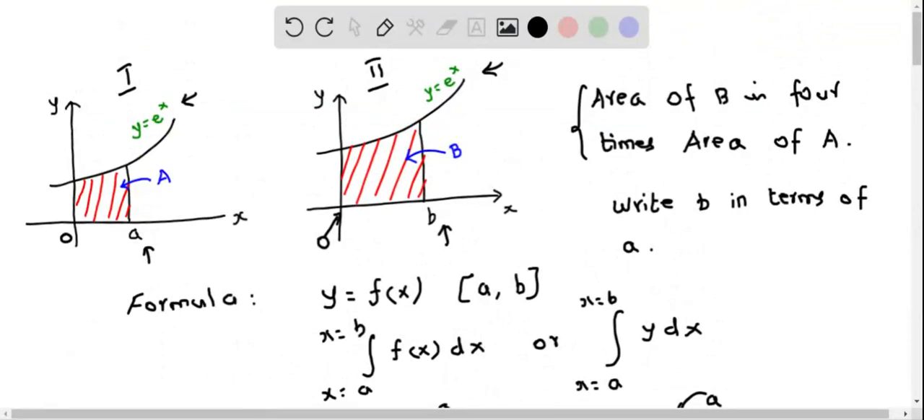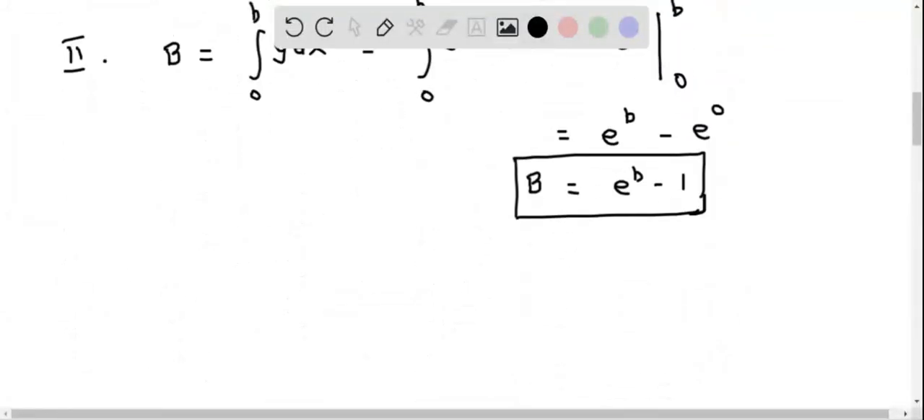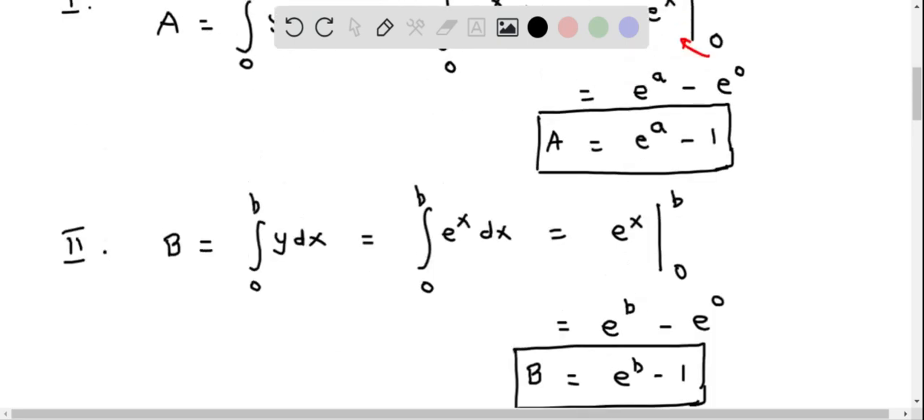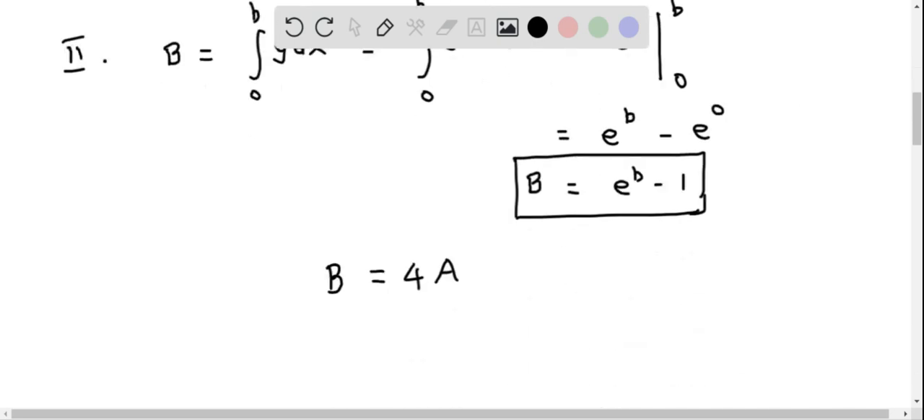We are given that the area of B is 4 times the area of A. So we can write an expression using that condition. That is, area of B is 4 times the area of A. Now let's substitute the corresponding areas. We know A equals e raised to the power of a minus 1 and B equals e raised to the power of b minus 1. So I'm going to replace capital B by e raised to the power of b minus 1. This is equal to 4 times e raised to the power of a minus 1.